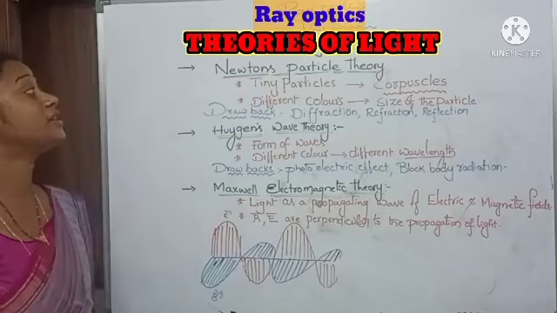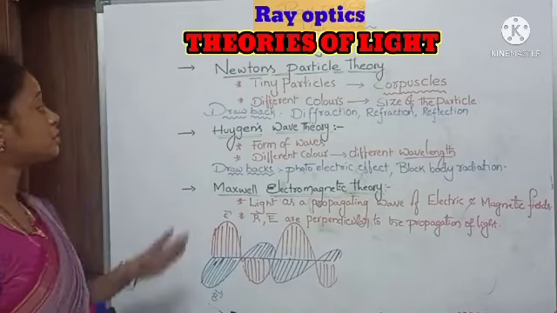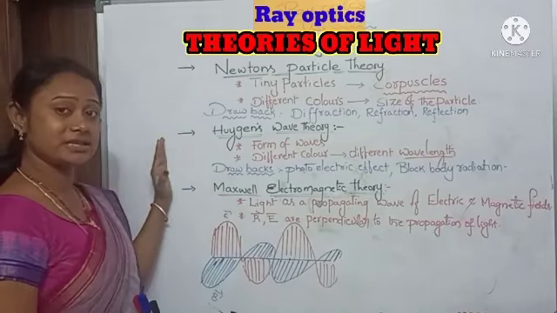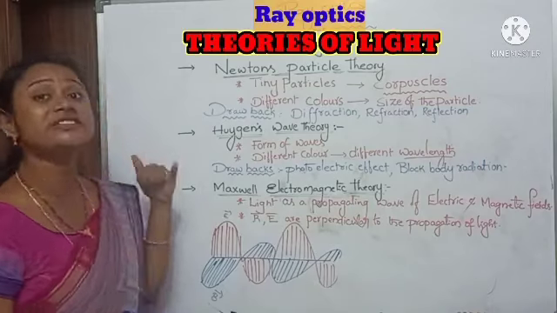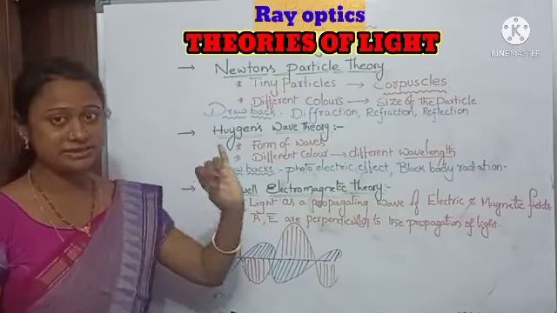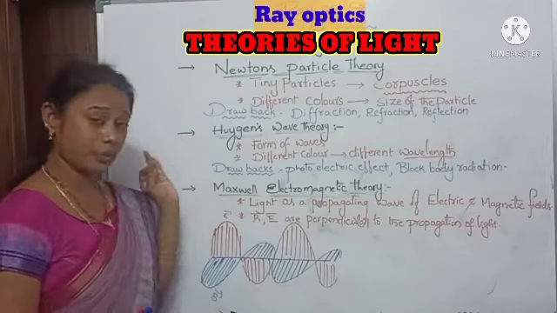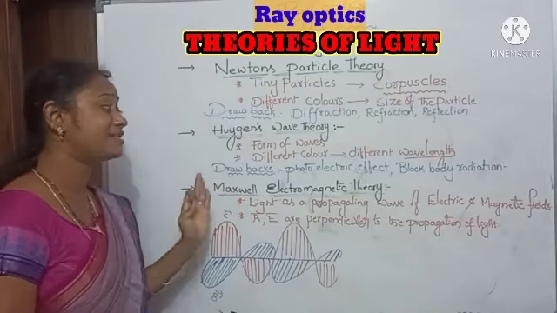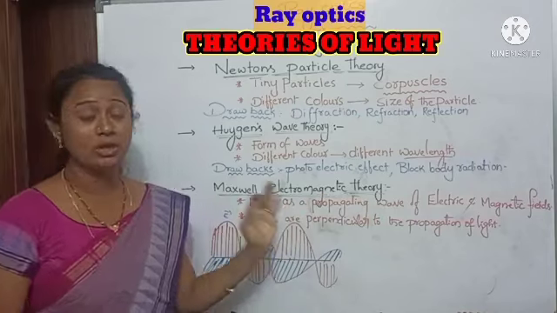We'll see the different theories of light. These are the three theories explained by the different scientists. Here: Newton's particle theory, Huygens' wave theory, and Maxwell's electromagnetic theory.